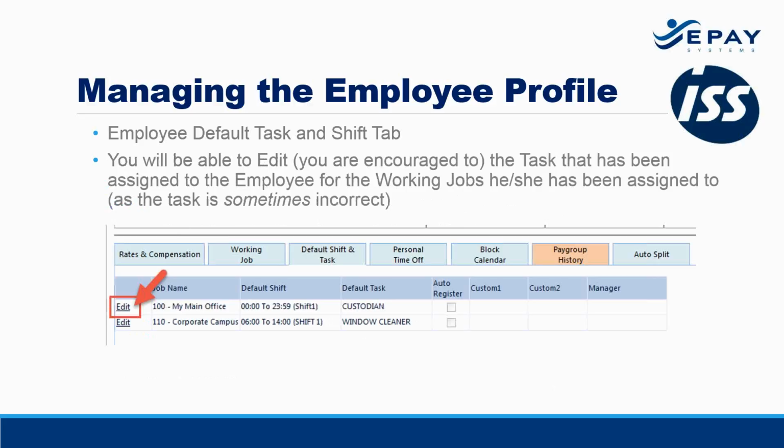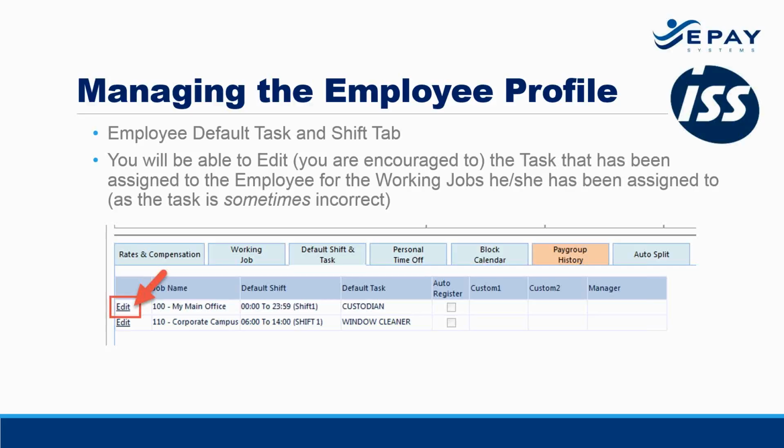All right. So on this next tab, we've got this employee default shift and task tab. You're going to be able to go in there and edit any of those tasks you see there. Off to the far left-hand side of that particular job, you'll be able to click on edit and edit that particular entry, default shift and default task. Those two lines in this case are the two jobs my employee can work.